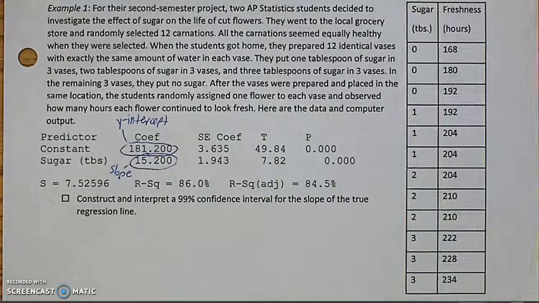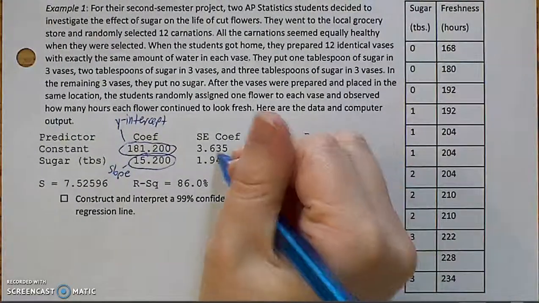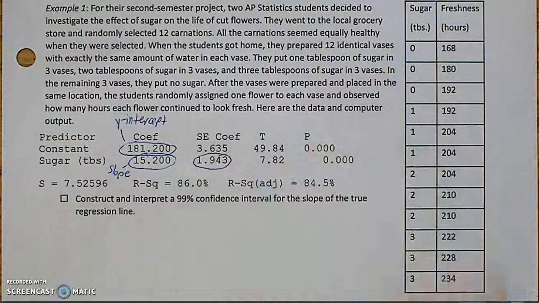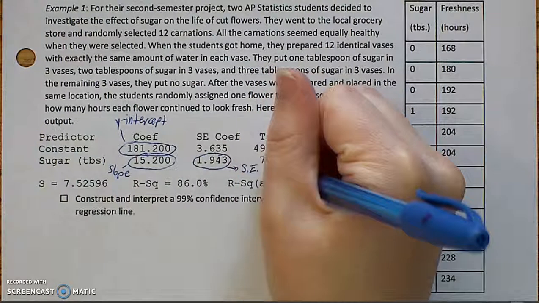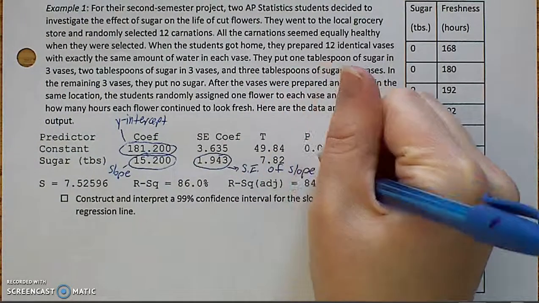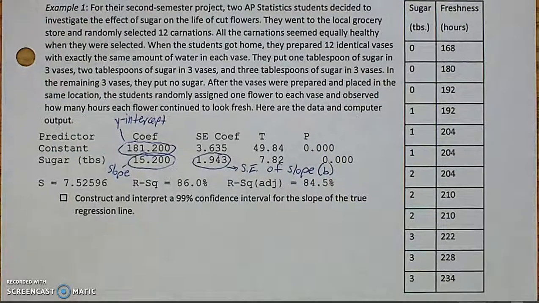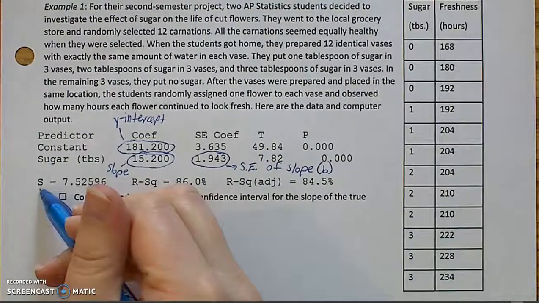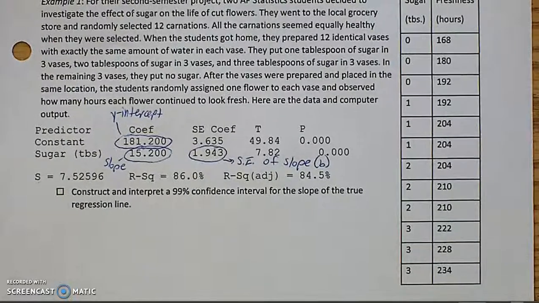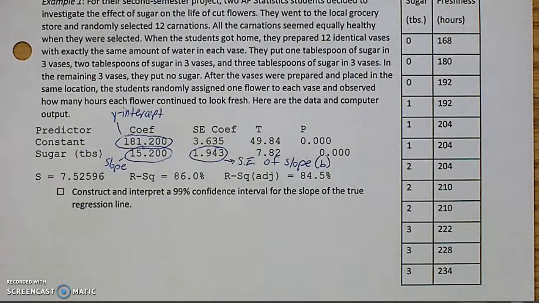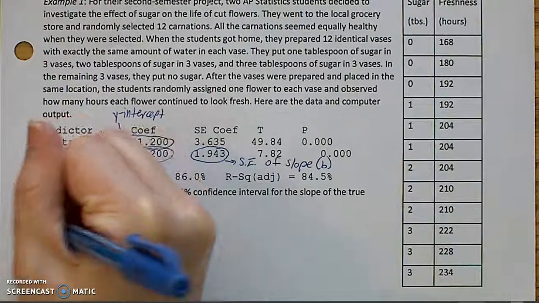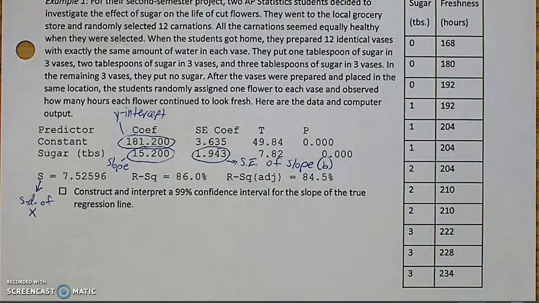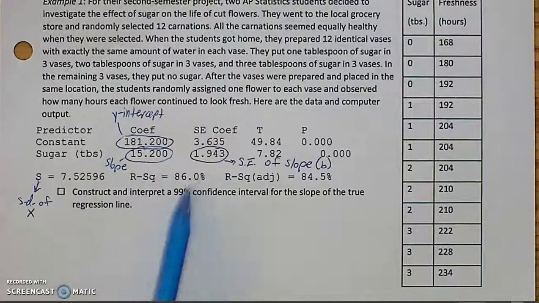Other important numbers: this 1.943 is going to be the standard error of your slope. So your standard error of your slope, our lowercase b slope, not our true slope. This capital S down here is going to be the standard deviation of your x values. Obviously we have r squared here.